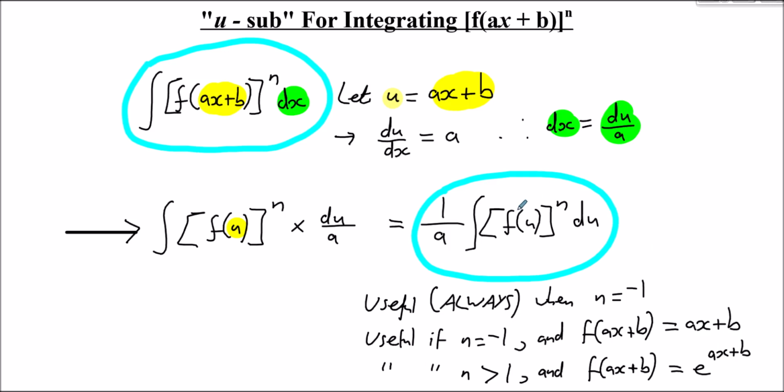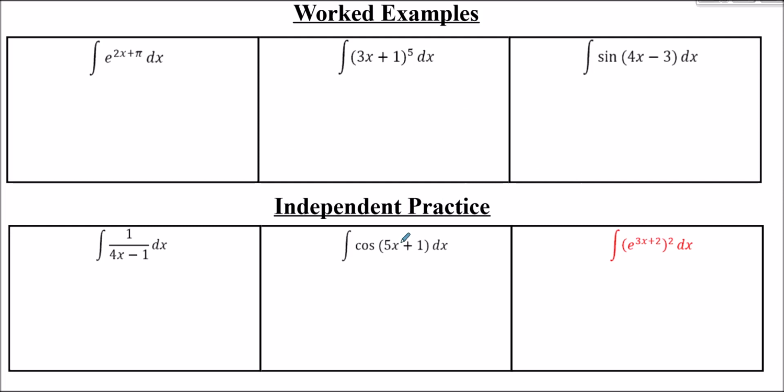The upshot is, all we're doing is switching ax plus b for u and then changing the dx into terms of du. So let's try a few examples, then you can try some on your own. Let's imagine here we're integrating e to the 2x plus pi with respect to x. So first of all, we're going to switch out this 2x plus pi with u. So let's call u as 2x plus pi. We can then differentiate u with respect to x, so du by dx just becomes 2. So therefore, dx is just going to be du divided by 2.